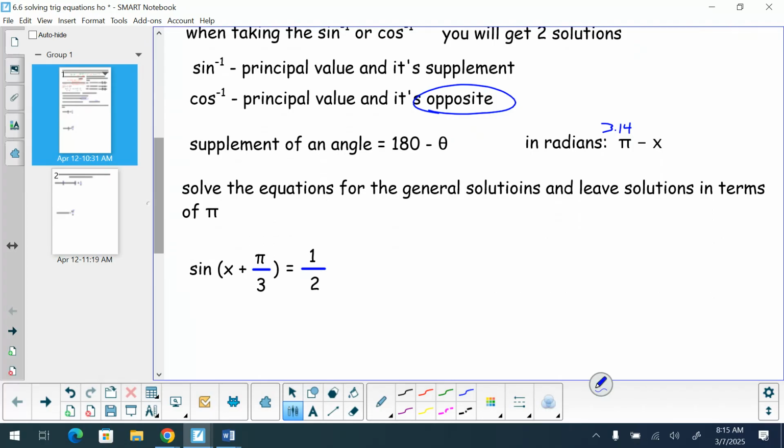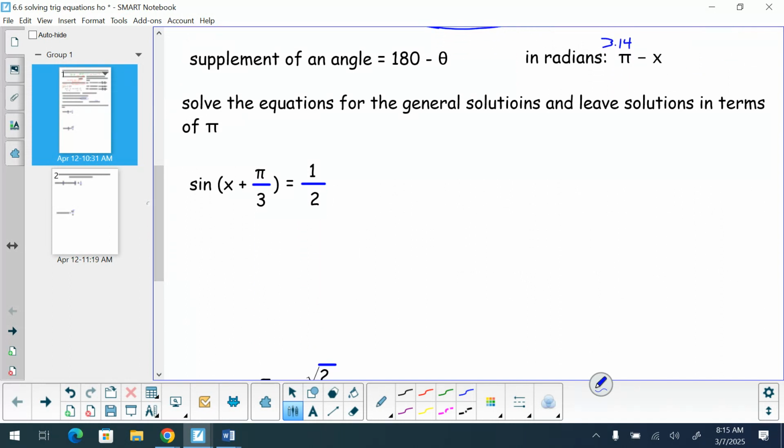So if we take a look at a problem here, we have the sine of x plus pi over 3 is equal to 1/2. And we want to solve for general solutions and leave solutions in terms of pi. Okay? Now we could do this one of two ways. You could do it all in degrees and then convert everything back into radians. Or we can just deal with it in radians.